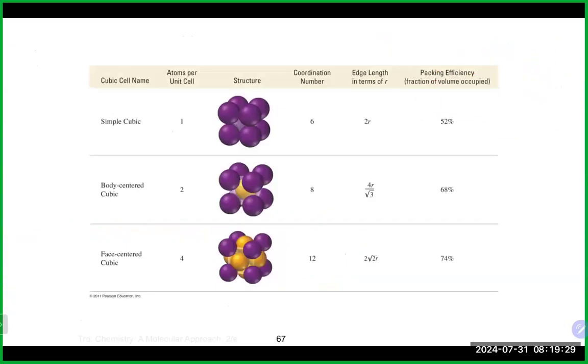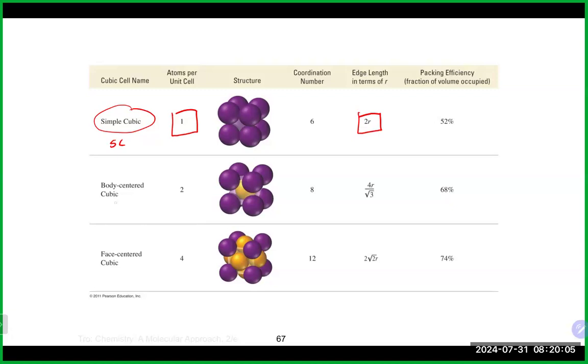So let's talk about a few of these types of cubic cells. The first type is what is referred to as a simple cubic, sometimes abbreviated as SC. We're going to go through each of these individually in just a second, but it has basically one total atom per unit cell. Basically, it has an eighth of an atom in each of the corners. It has a coordination number of 6. And to calculate the edge length, it is 2 times the radius.